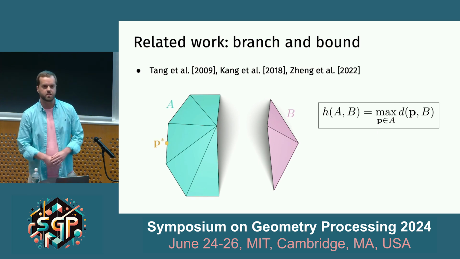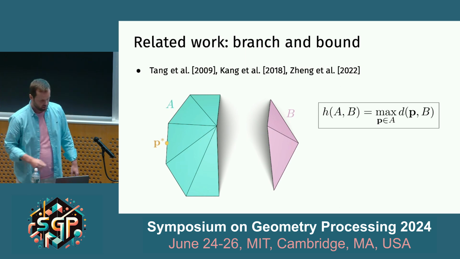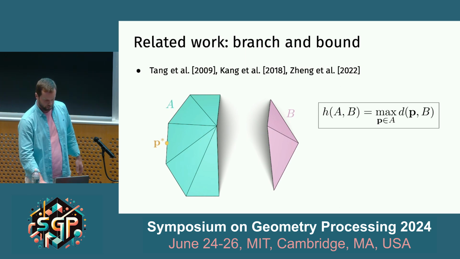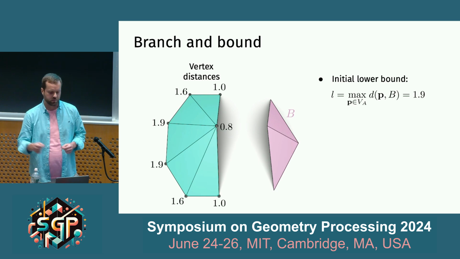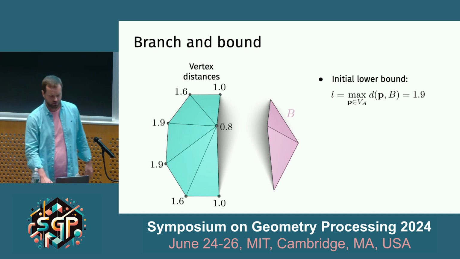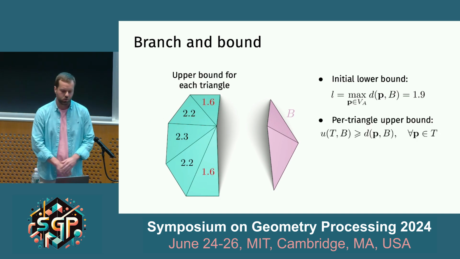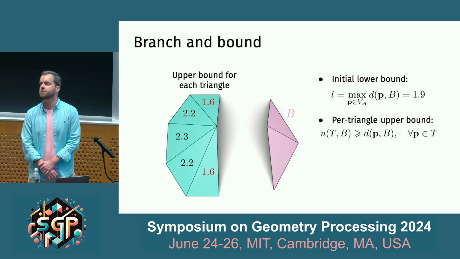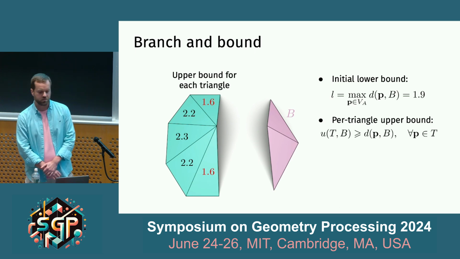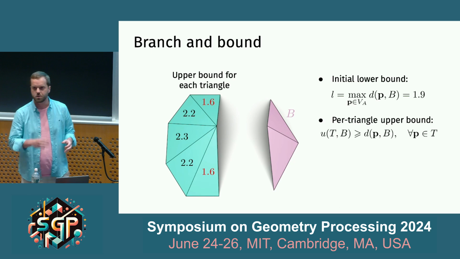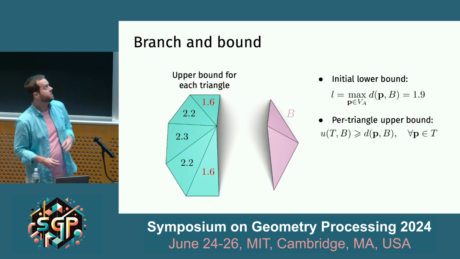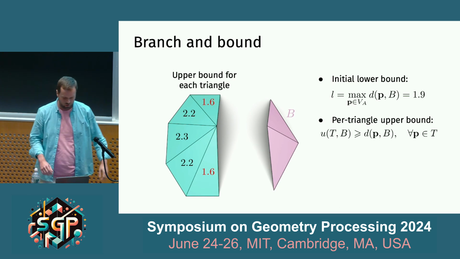Notice that the maximizer for the distance in this case is the yellow point P star, and it is not any of the vertices of A. The first step calculates the distance from each vertex of A to B and defines the maximum among them as the initial lower bound L, equal to 1.9 in this example. Then, for each triangle T from A, an upper bound U for the distance is calculated. This upper bound function is such that the distance from any point on the triangle T to B does not exceed it. I'm going to be more precise and define upper bound functions in a minute, but let's suppose for these illustrations that the upper bounds are 1.6, 2.2, 2.3, 2.2, and 1.6.